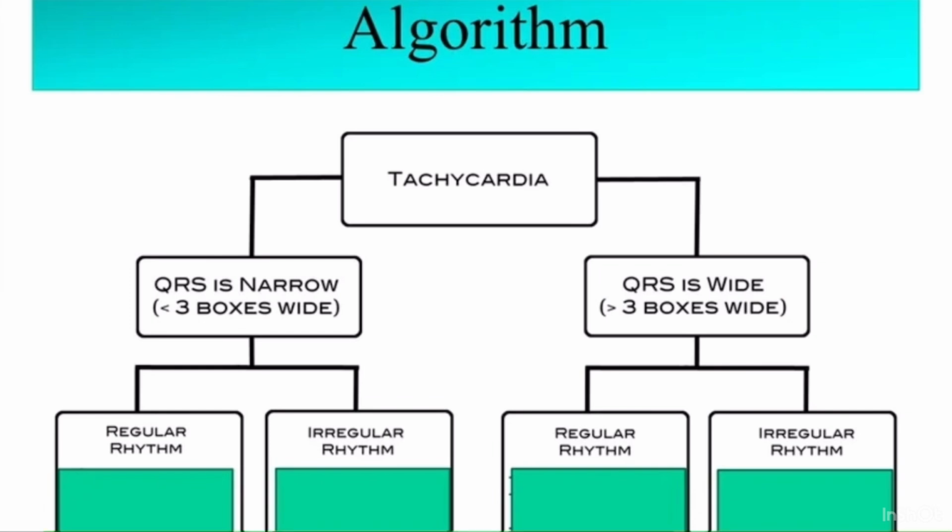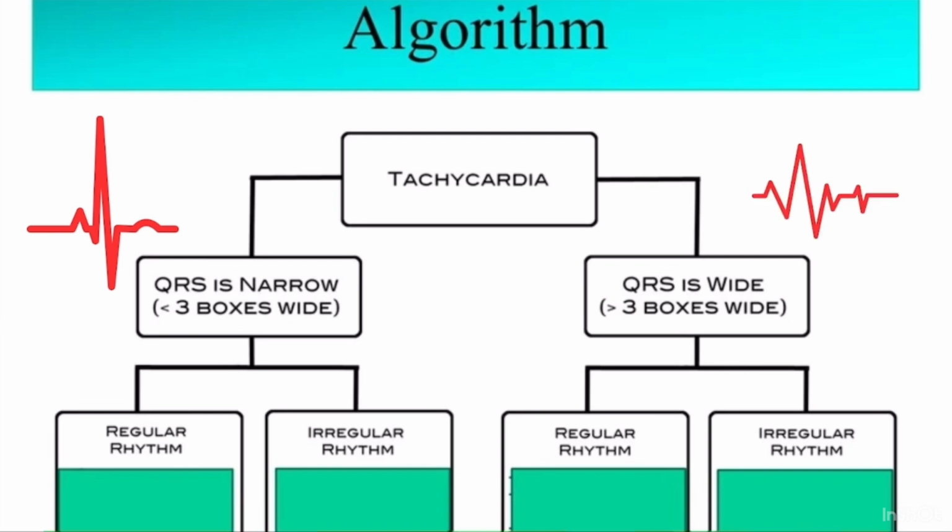Step 1. Tachycardias are broadly categorized based on the width of the QRS complex. Narrow QRS complex, less than 120 milliseconds, reflects rapid activation of the ventricles via the normal His-Purkinje system, suggesting the arrhythmia originates above or within the AV node.